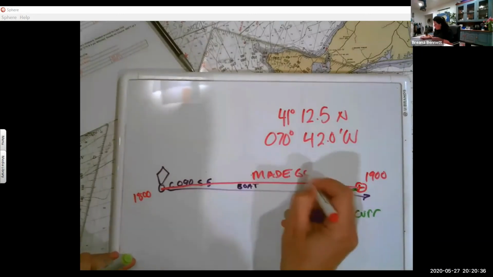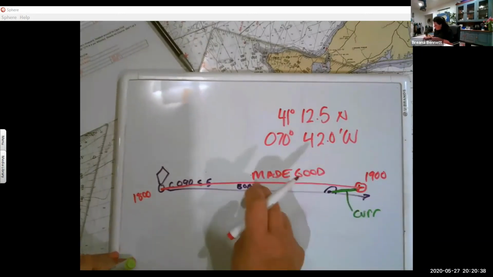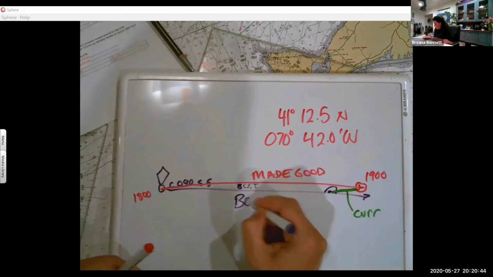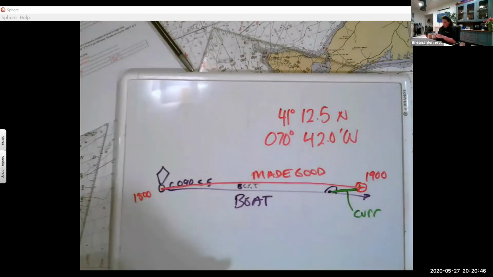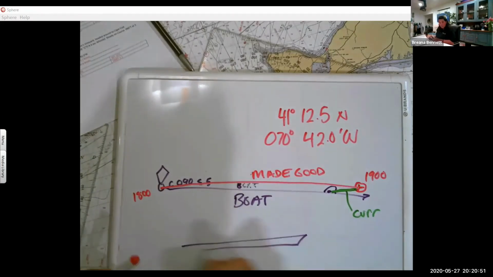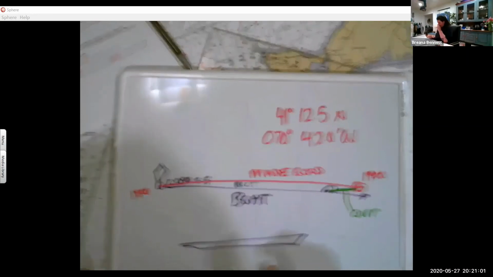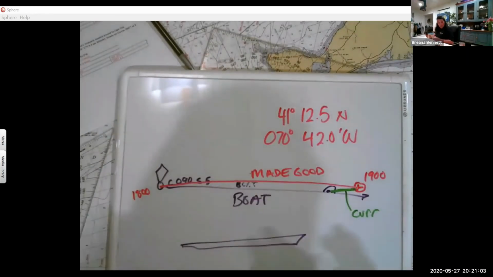Made good. And boat. So our triangle is real long and skinny. Which brings us to our next question where we don't even have a triangle. But maybe that's why I had this as the last one.